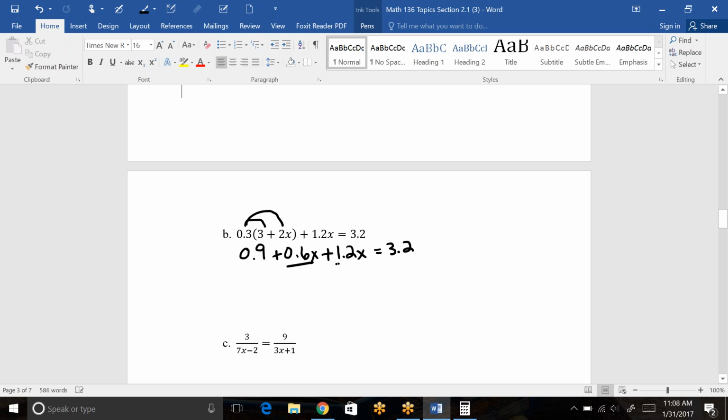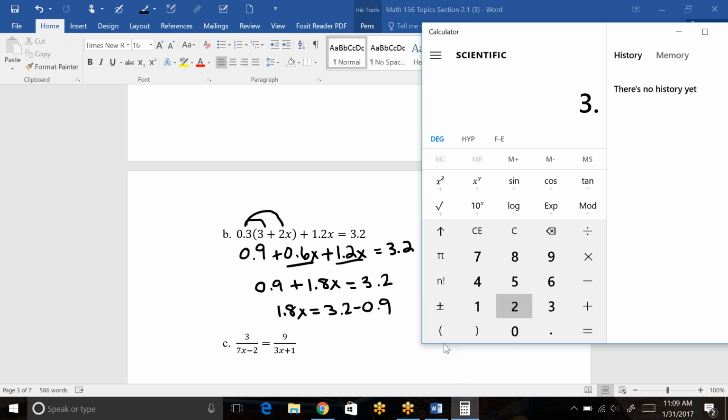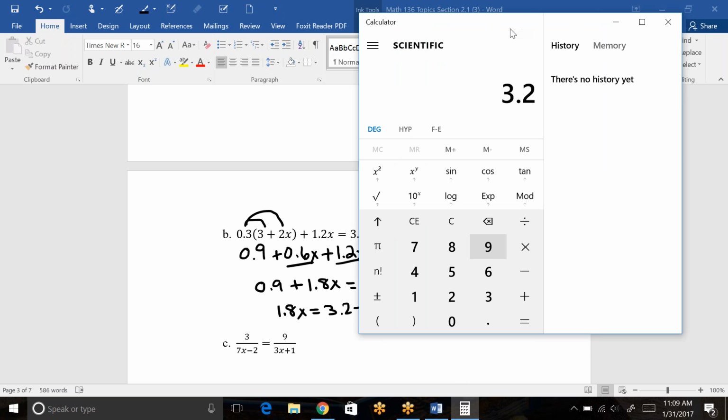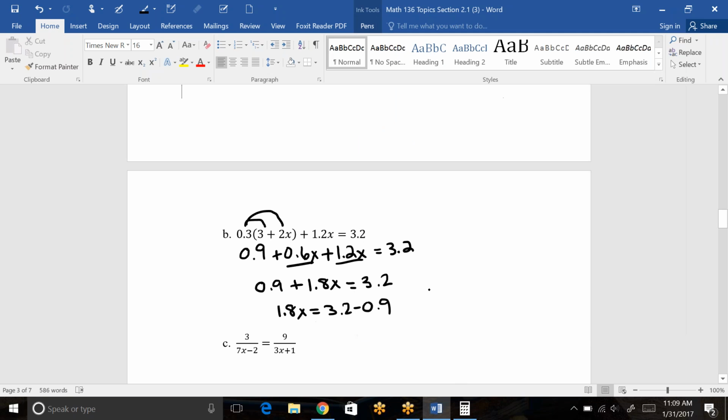We have like terms on the left side, so we're going to add those together. That would make 1.8x. Remember, when you add decimals, you line up the decimal and add column by column. This is still equal to 3.2. I would then want to subtract over the 0.9. You can always use your calculator too. Remember, you don't have to do it in your head if you're not comfortable with that. So 3.2 minus 0.9 is 2.3. Right now I have 1.8x equals 2.3, and we would normally divide by 1.8.